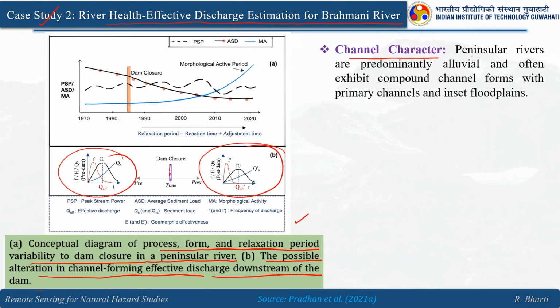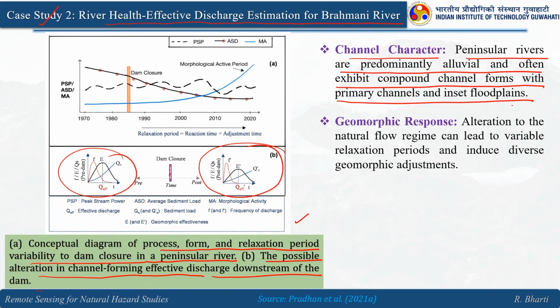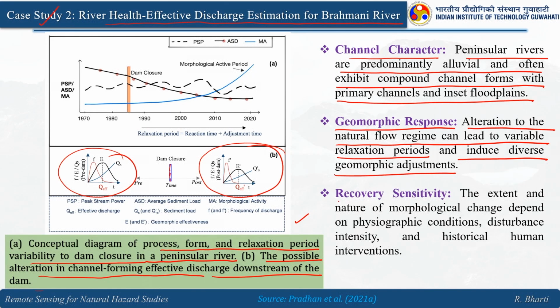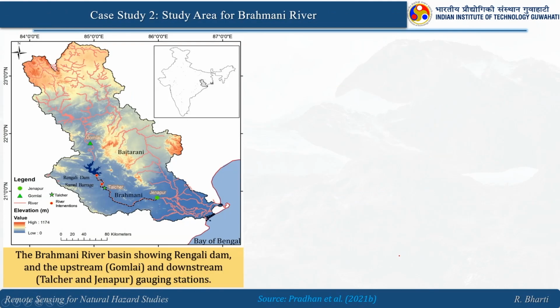The channel characteristic: peninsular rivers are predominantly alluvial and often exhibit compound channel form with primary channel and inset floodplains. Geomorphic response: alteration to the natural flow regime can lead to variable relaxation period and induce diverse geomorphic adjustment. Then we have recovery sensitivity. The extent and nature of morphological change depends on physiographic condition, disturbance intensity and historic human intervention.